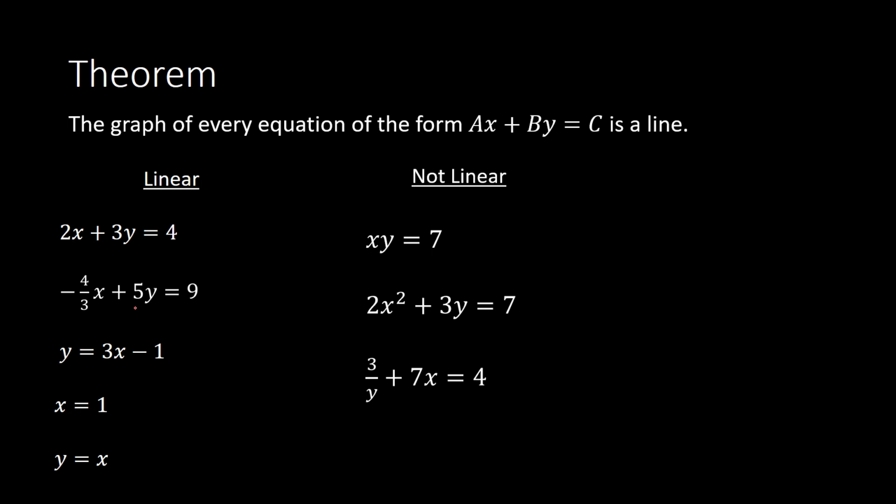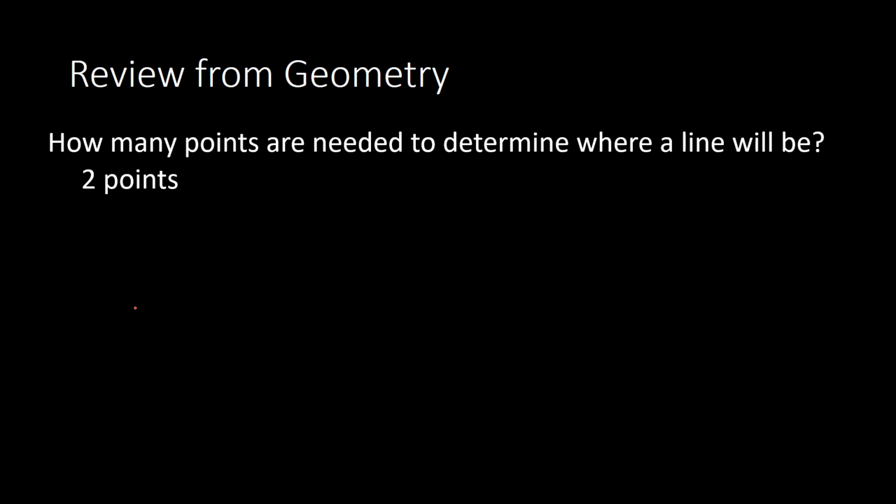Now as we graph lines, let's do a little review back from geometry. To create a line, how many points do you need to make a line? Well, the answer would be 2. We need 2 points to make a line. Well, we know how to graph points. We just learned how to do that. So if we can graph 2 points, then we can just connect the 2 dots and make a line.